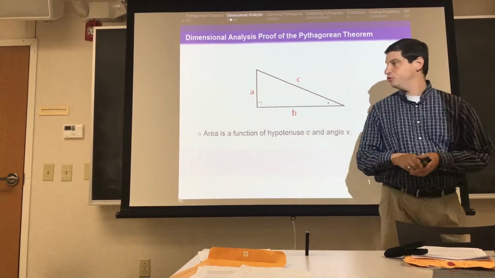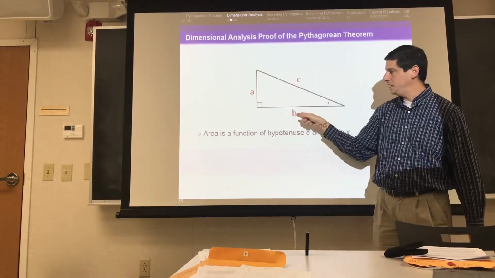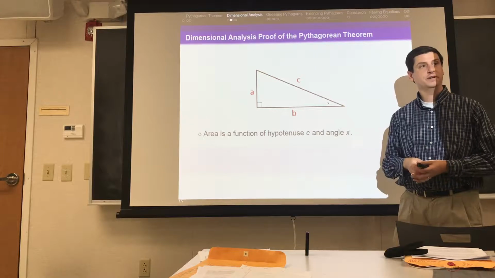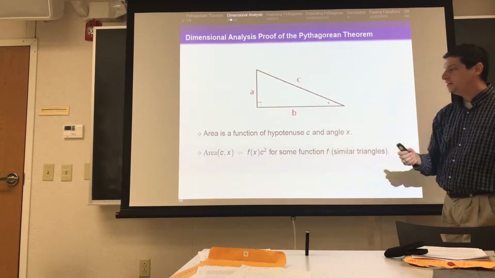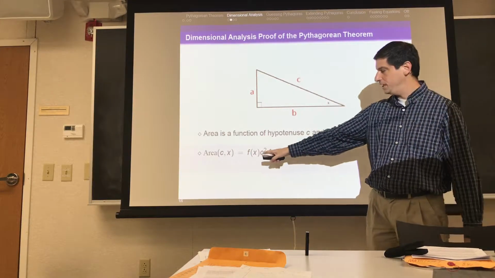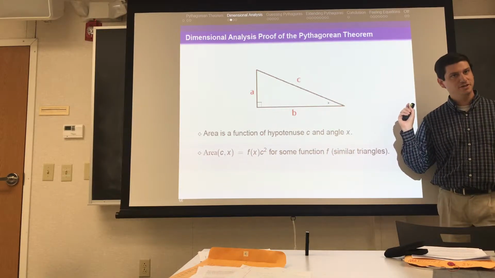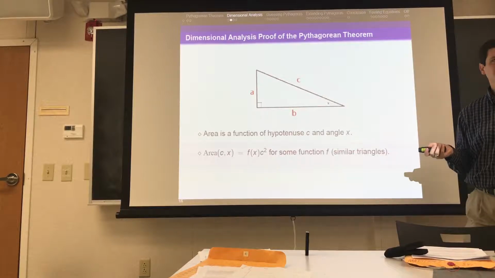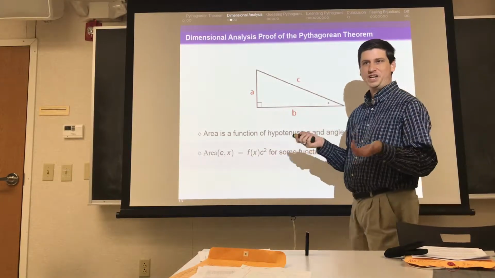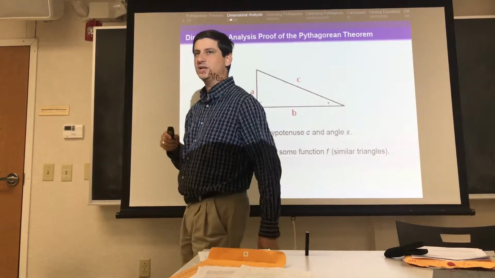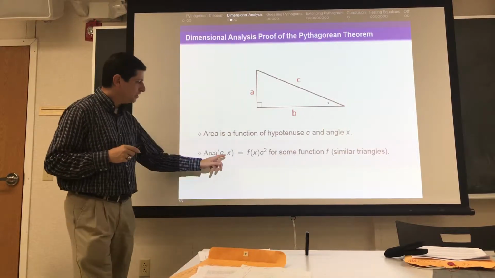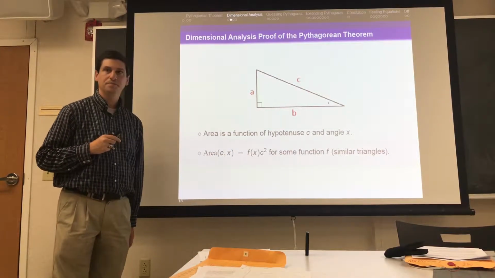Yeah. If I triple C, I'm going to triple A and B, so the area is going to go up by a factor of 9. So I can write the area as a function of the angle times C squared. I don't know what this function is. Well, technically I know it's 1/2 sine x cosine x, or 1/4 sine 2x, but I don't really know my sines and my cosines. But I know it depends on C squared.